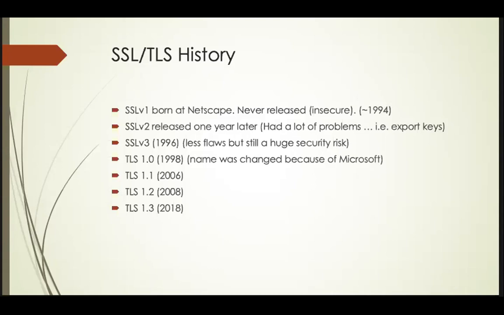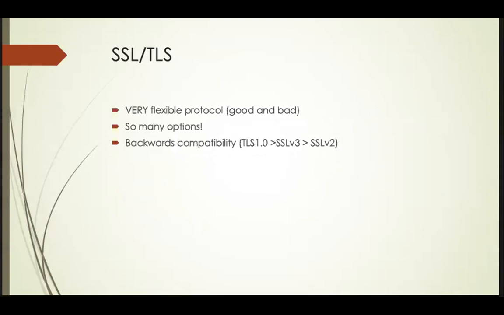This is a little bit interesting. The name was changed, even though it is essentially the same protocol, because Microsoft declined to join and improve the protocol unless the name was changed. So they agreed and changed the name to have Microsoft on their team, which resulted in TLS 1.0 being born in 1998. TLS 1.1 was released in 2006, followed by TLS 1.2 in 2008, and finally TLS 1.3, which is not really used a lot, in 2018.